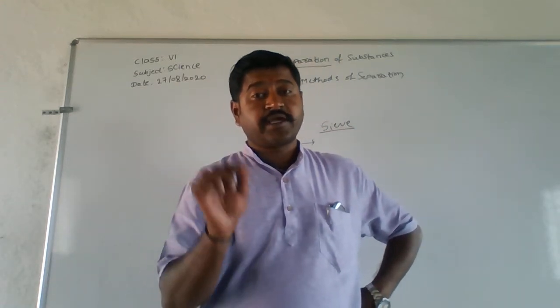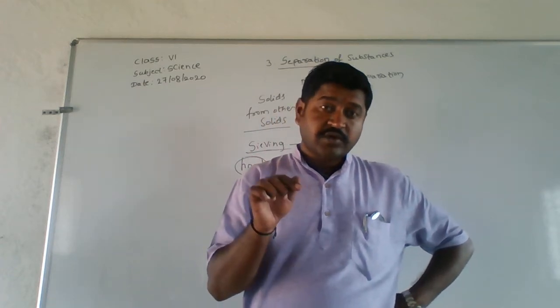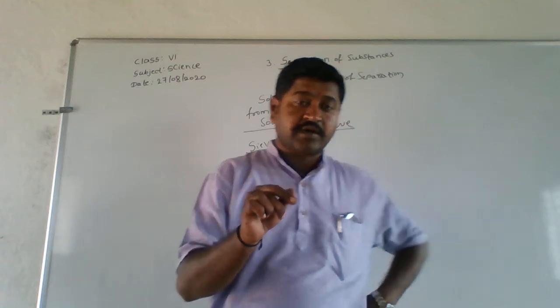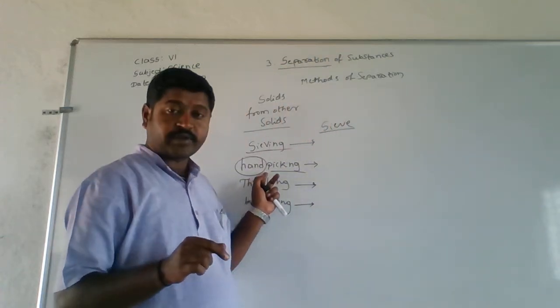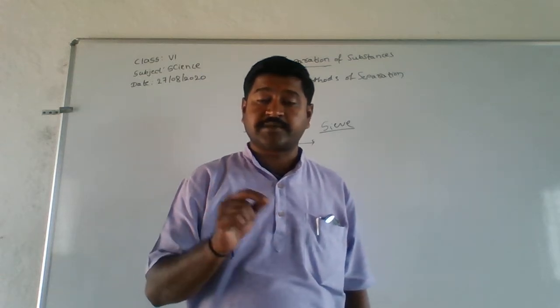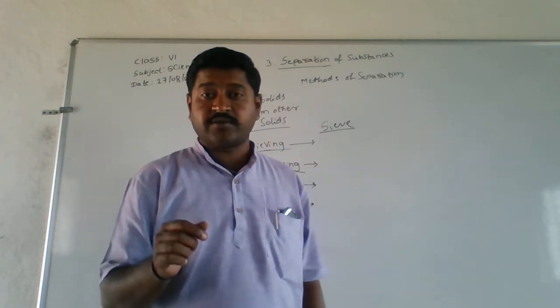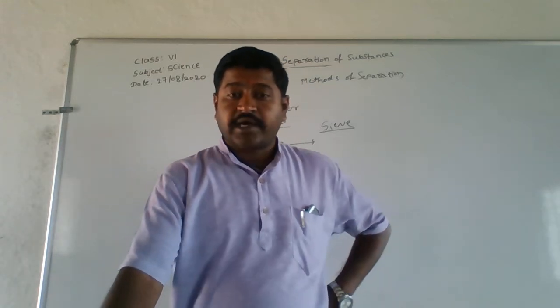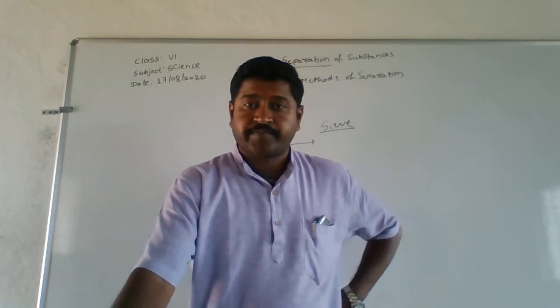So what is it going to make you do? It makes you use a method called hand picking. So there you are using the hand picking method to separate undesirable substances like stones and all which are present in rice. Right? Then moving on to activity 3.